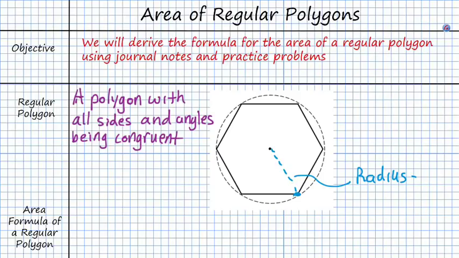So our radius definition for a regular polygon is a line segment connecting the center to a vertex.